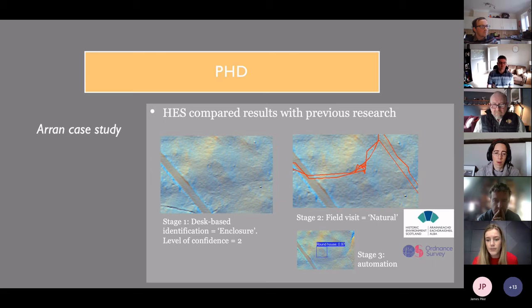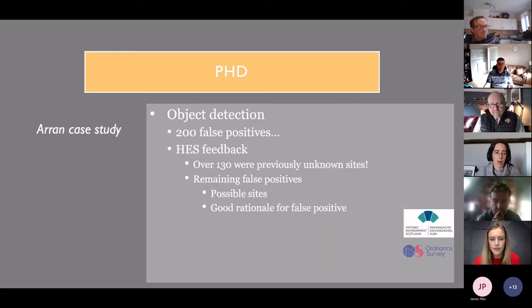And you can see the red line is what they walked over it. And as they walked over it, they couldn't see the object and they said it was natural. But then the AI came back and said, no, I actually think this is a roundhouse with high confidence. And then in the end, it came back into the records as being a roundhouse. So we actually did this for lots of different sites, and we found that 130 were actually previously unknown sites.